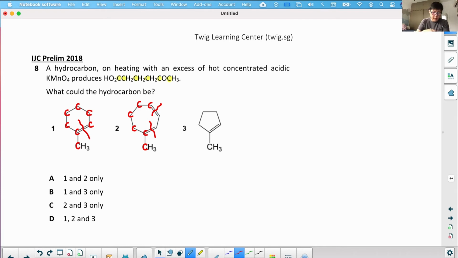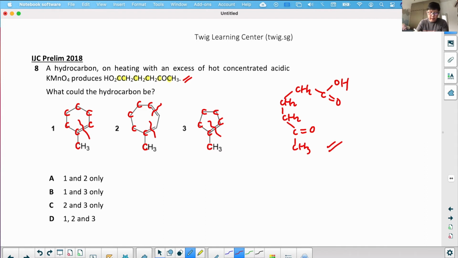When you oxidize 2, you're going to get C double bond O, CH3, CH2, 1, 2, 3, and you get the C double bond OOH. Okay, so this is actually the same as this. So you need to have 6 carbons, right? So let's try the next one. 1, 2, 3, 4, 5, 6. Right, so if you oxidize this, in fact, you still get back the same thing over here. So the answer must be 2 and 3. Okay, so this is definitely going to be C.